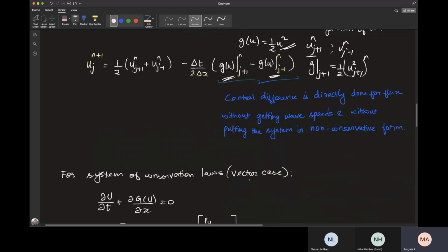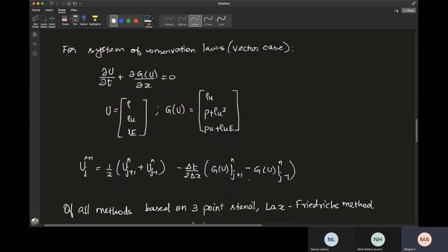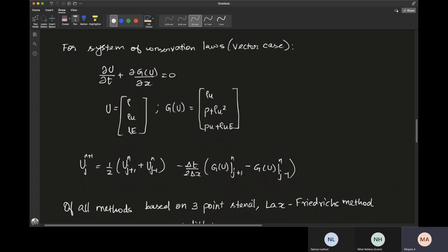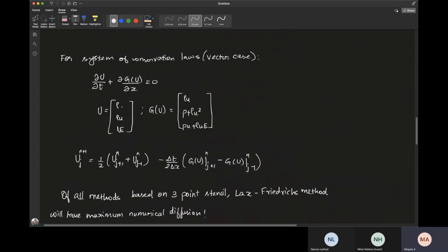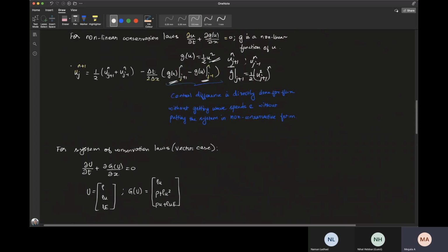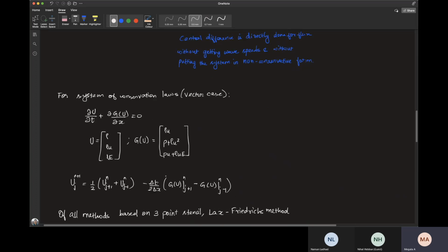Now let us go to systems of conservation laws, the same Lax-Friedrichs method for systems of conservation laws. Just consider some general system, ∂u/∂t plus ∂g/∂x equals 0. For Euler's equations, u equals rho, rho u and rho e, and g equals rho u, p plus rho u squared, and pu plus rho u e. So this is the flux vector, and this is the conserved variable vector. Here the same Lax-Friedrichs scheme transforms into something like this. Here again you have the same thing, except that your variables are all vectors instead of scalars.